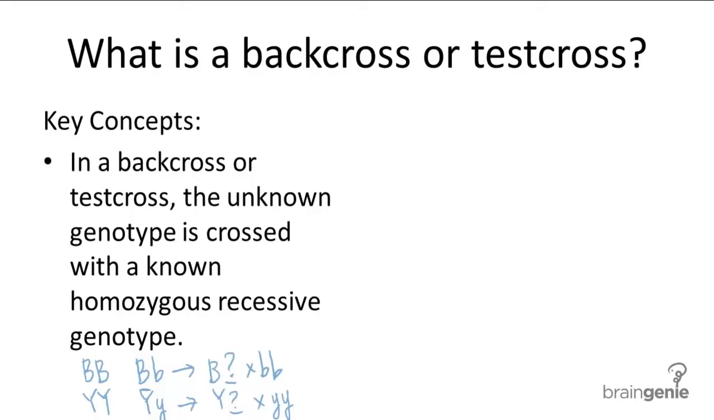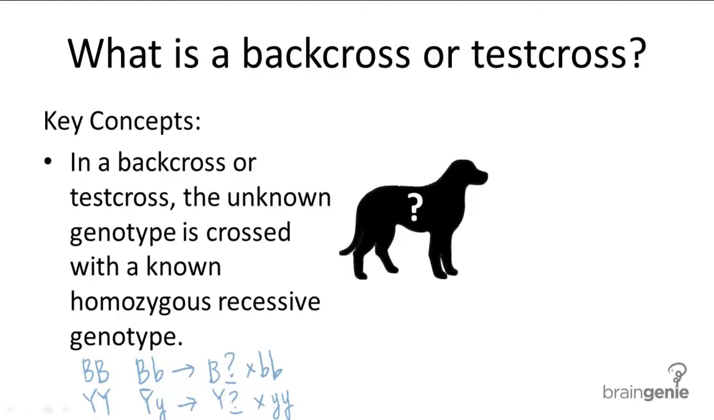So here's another example that's more detailed, using dog fur. A dog breeder wants to know whether his black dog has homozygous black fur, big B big B, or heterozygous black fur, big B little b. And so he crosses it with a homozygous brown fur dog. So this is the same deal as here. It's big B blank, uncertain, times little b little b, and this is your brown dog with the homozygous recessive genotype.